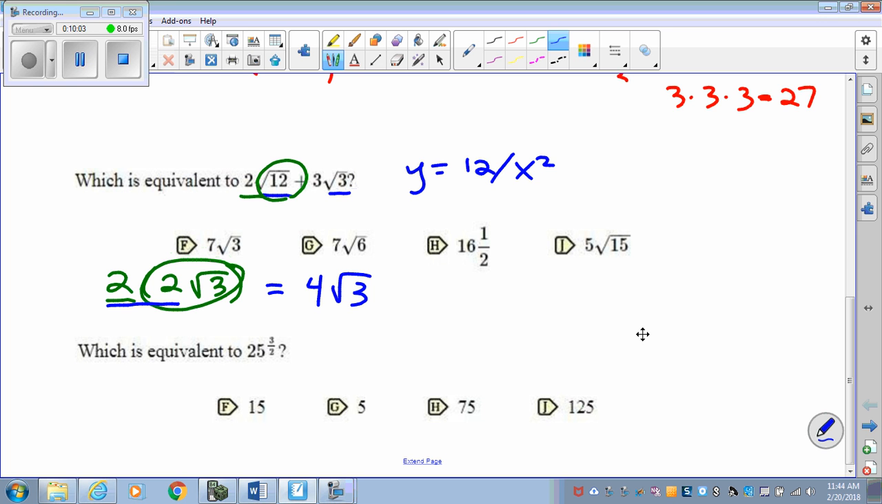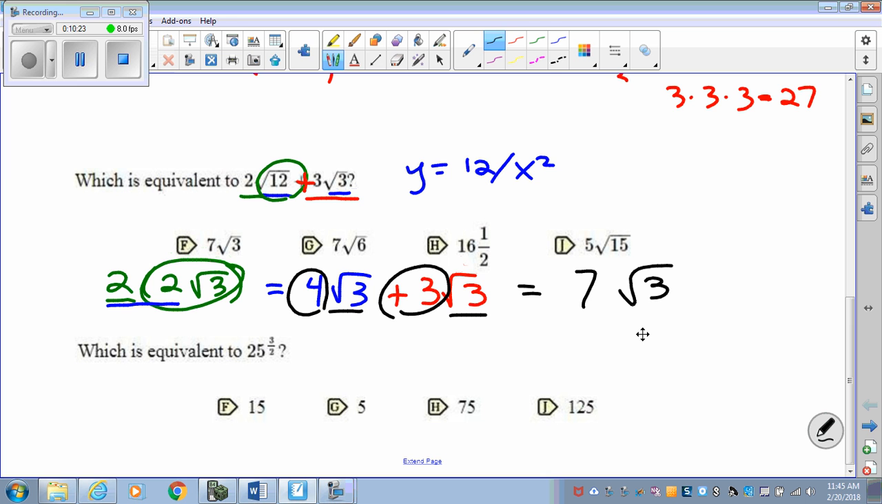And then I want to add, right, it says plus 3 radical 3. So I'm going to add 3 radical 3. And these are like terms because they're both square roots of 3. So how many square roots of 3 do I have? Well, I have 4 plus 3, which is 7. So I have 7 radical 3, and that is my answer. And again, you could just type in the original problem onto your calculator and your answer to check and make sure they're the same decimal.